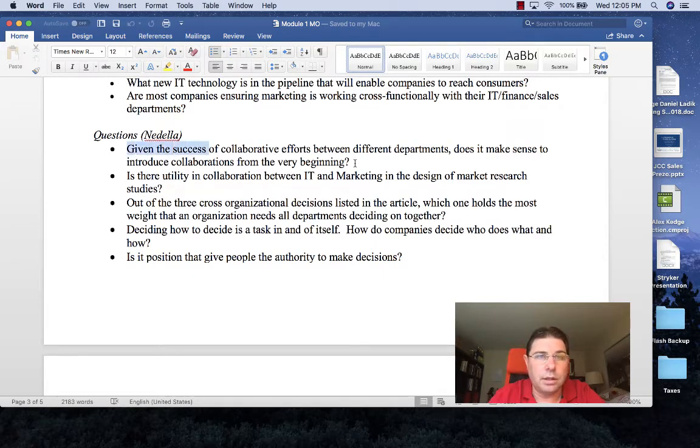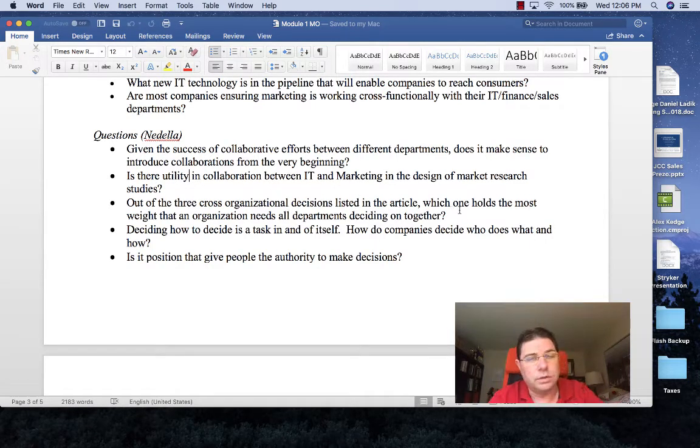All right, Team Satya Nadella, Microsoft. Given the success of collaborative efforts between different departments, does it make sense to introduce collaborations from the very beginning? Yes. Absolutely. From the beginning and always. I'm an MO guy. Is there a utility in collaborating between IT and marketing in the design and marketing research? Is there a usefulness? Yes. And it shouldn't just be IT and marketing. It should be IT, marketing, finance, and operations. It shouldn't be just these two.